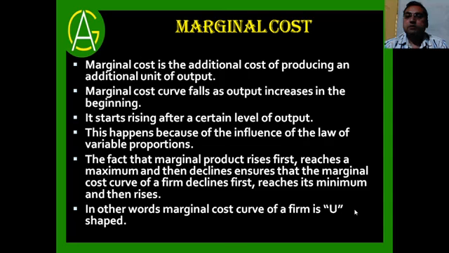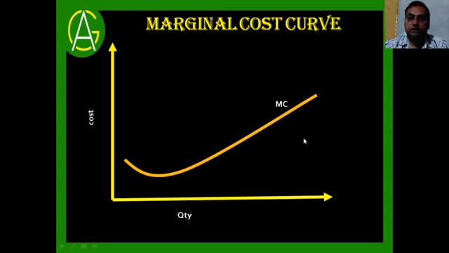Now in other words, marginal cost curve is also a U-shaped curve. Let us see the marginal cost curve. This is marginal cost. Marginal cost decreases first, reaches the minimum and then starts rising. Now this is the mirror image of marginal production. Here we can put marginal production.